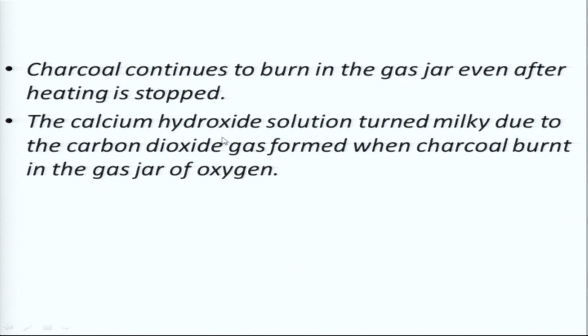So when you get this calcium hydroxide solution, it is colorless normally. When you let carbon dioxide bubble into this calcium hydroxide, you find that the colorless solution turns milky, right? Something which is white, kind of milky. It was colorless, now it is milky. Therefore, the calcium hydroxide solution turned milky due to the carbon dioxide gas formed when charcoal burnt in the gas jar of oxygen. You get that?